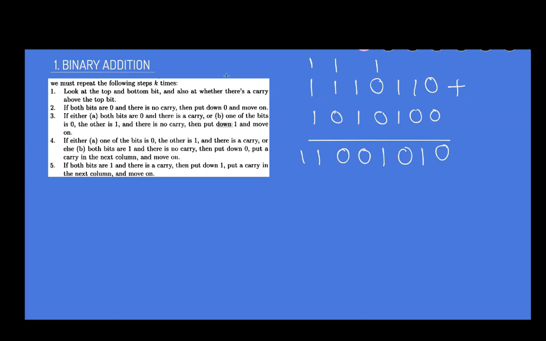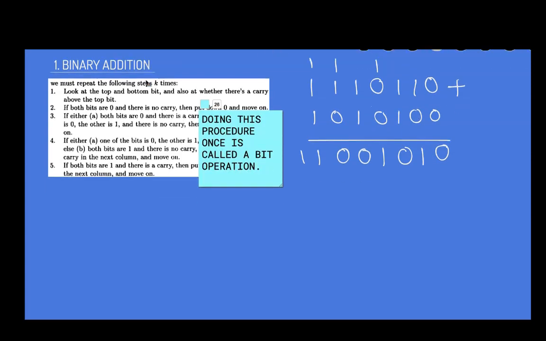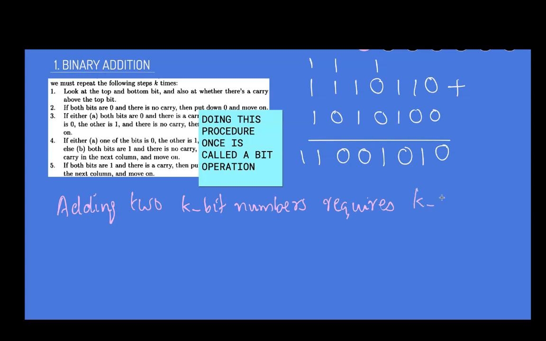Here we used the given rules in each place. Doing this procedure once is called a bit operation. Thus, adding two k-bit numbers requires k-bit operations.